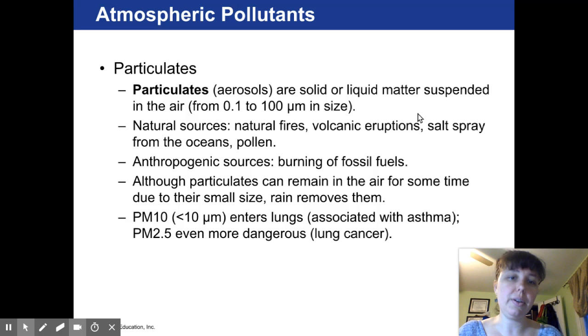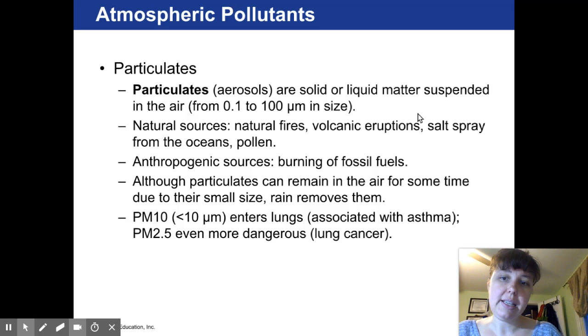Even though these particles can be in the atmosphere for a good amount of time, a good rainstorm will drag them down to earth, which will give your body a little break, right? This is why after a good rainstorm, sometimes the pollen doesn't get to your eyes and things if you're somebody who has a lot of allergies.